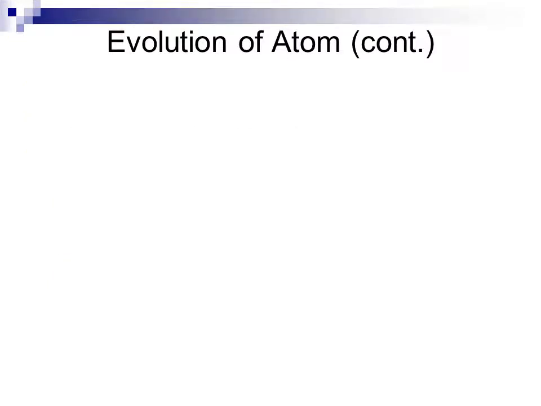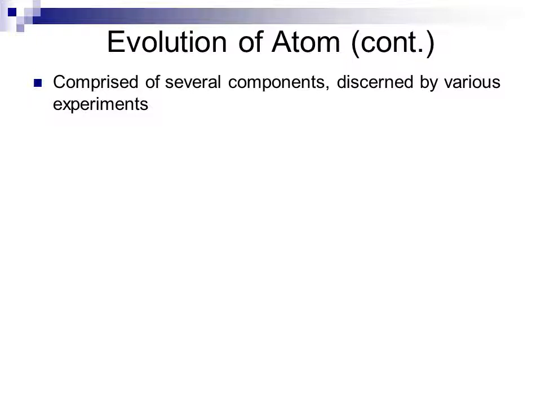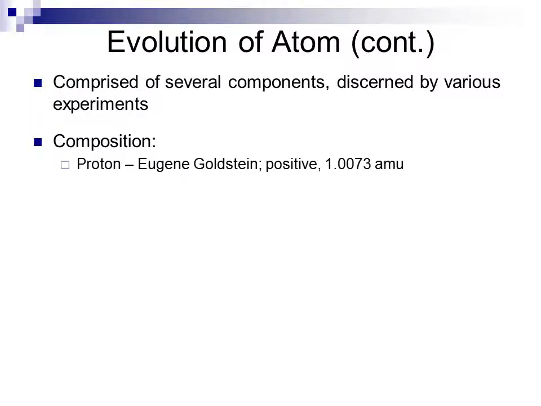Now, when we look at the evolution of the atom, through Dalton, we had this understanding that the atom was a single component, kind of like a marble. But we now know that it is comprised of several components, and these components were discerned by different experiments by different physicists and chemists throughout the years. The composition of an atom is now known at its subatomic level to be 3 particles.